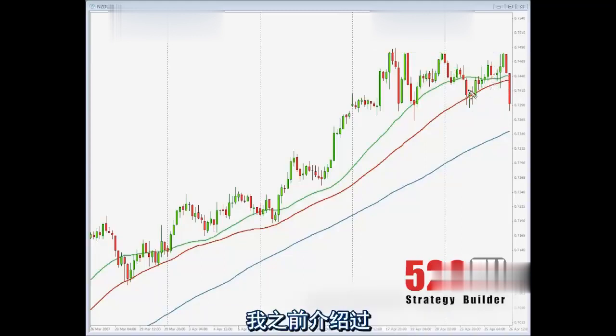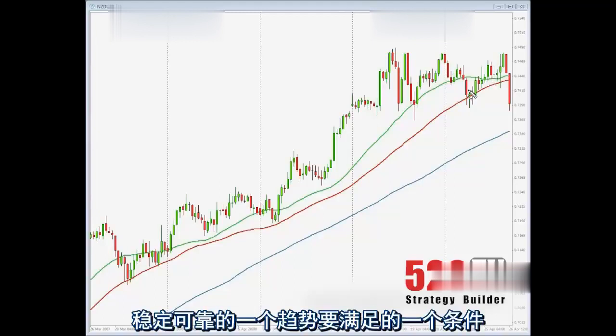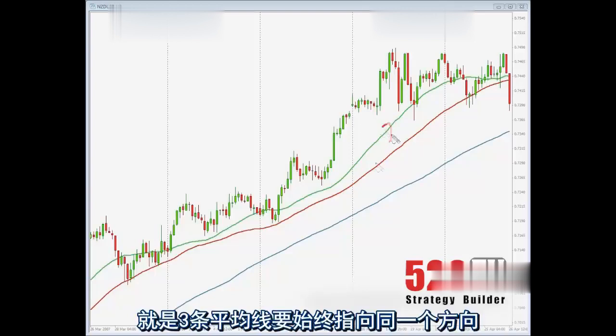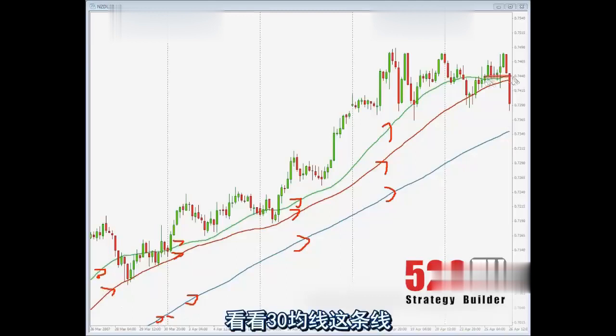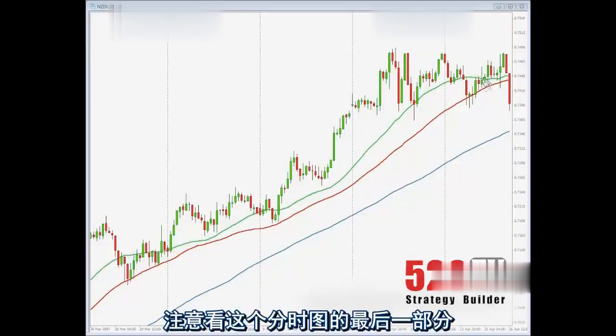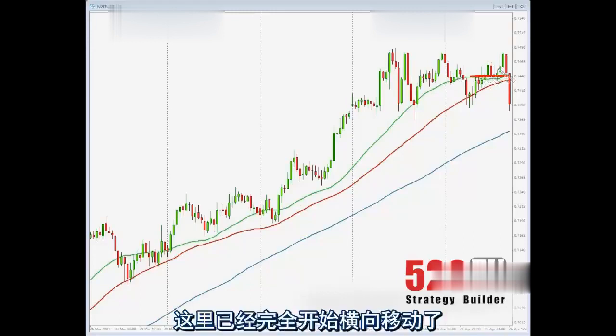As you know, one of the conditions for a healthy trend is that all moving averages are pointing in the same direction, always. But have a look at the 30 moving average here. It's totally flat, you see that? Have a look at the last portion of this chart. It's totally moving sideways.